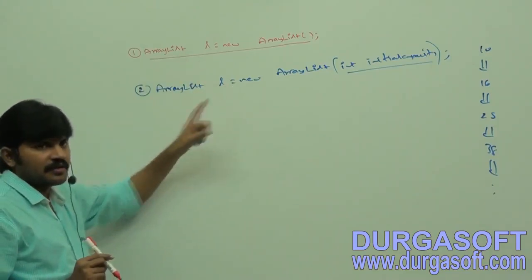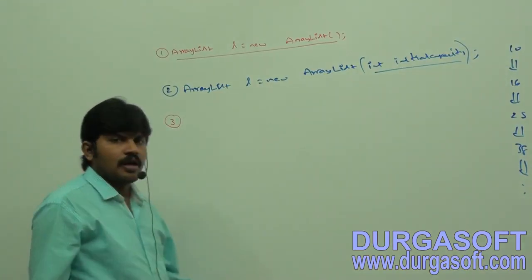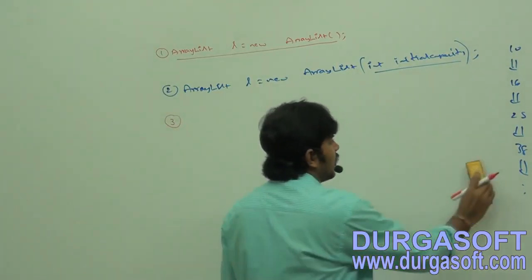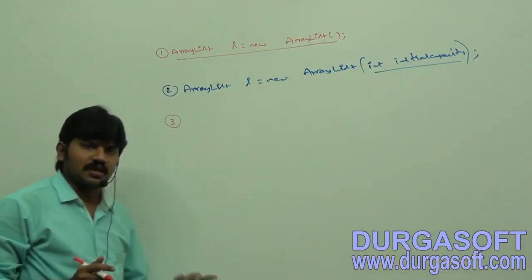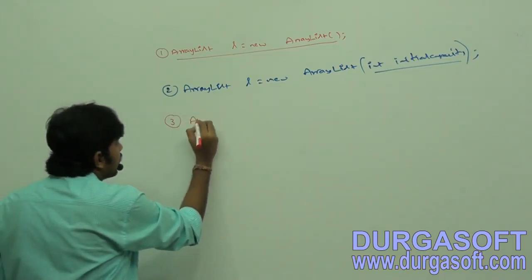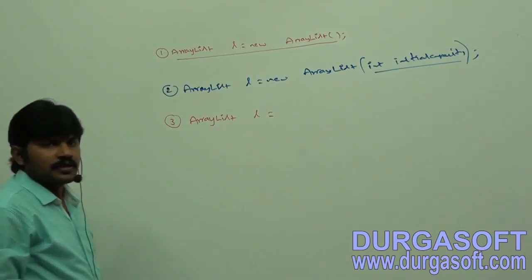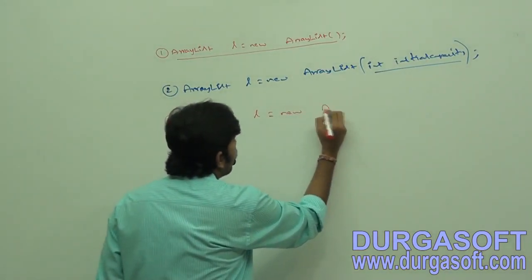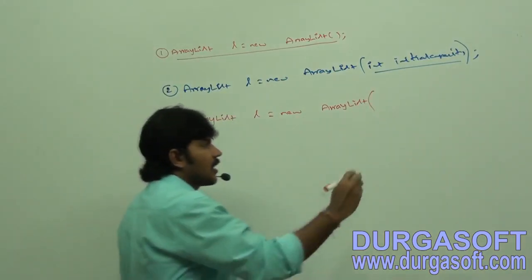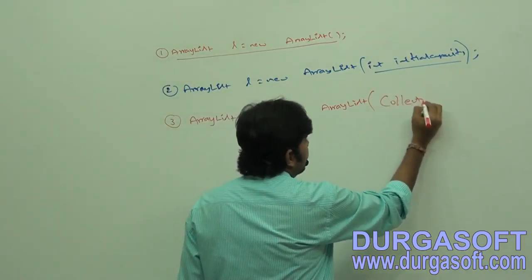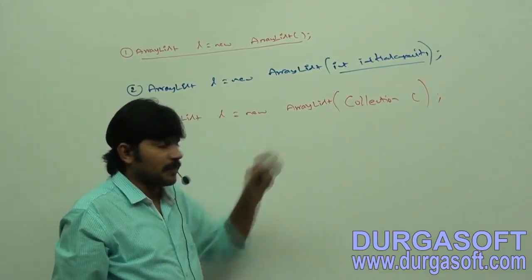Any explanation required? Now the third one, listen. This constructor is very important. Almost in every collection class this type of constructor is there. ArrayList l = new ArrayList(Collection c). And just observe, collection c, what is the purpose?